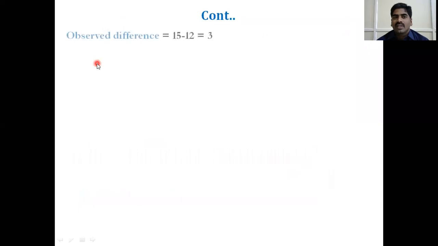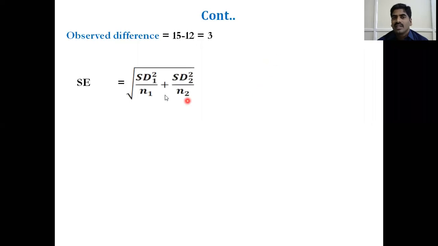Okay. So what is the formula? What is the observed difference here? The first group, mean hemoglobin value in the high socioeconomic group 15, minus in the low socioeconomic group mean hemoglobin value 12. The difference is equal to 3. This is the observed difference. What is the next step? You have to calculate the standard error of difference between two means. What is the formula? Square root of SD1 square by N1 plus SD2 square by N2. What is SD1? First group standard deviation squared by first group sample size, plus second group standard deviation squared by second group sample size.